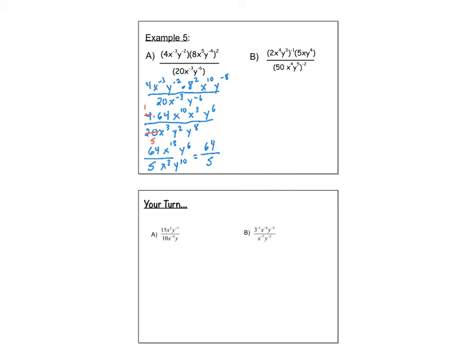And then I've got x to the 13th divided by x to the 3rd. So I can subtract those powers. There's more at the top, so I'm going to put the x to the 10th at the top.